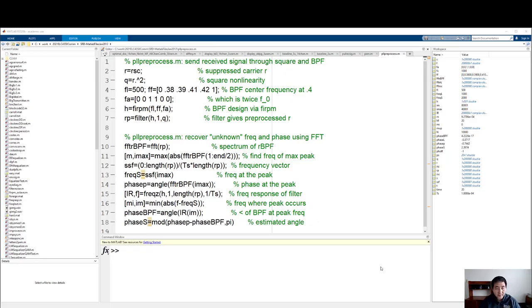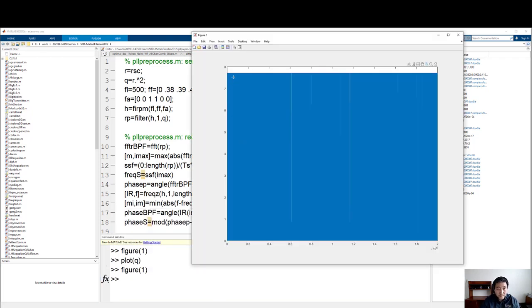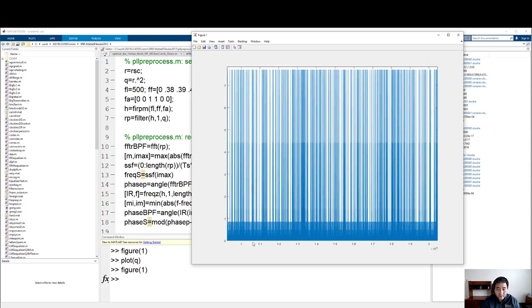Now let's continue with the MATLAB example by adding this squaring technique. The received signal is the suppressed carrier modulation, RSC. Q is the squaring, nonlinearity device. So let's first plot out the function q, and we can see here's the function q. Q is squared, so everything is positive. If we zoom in here, everything is positive. It's just the positive received signal r squared.